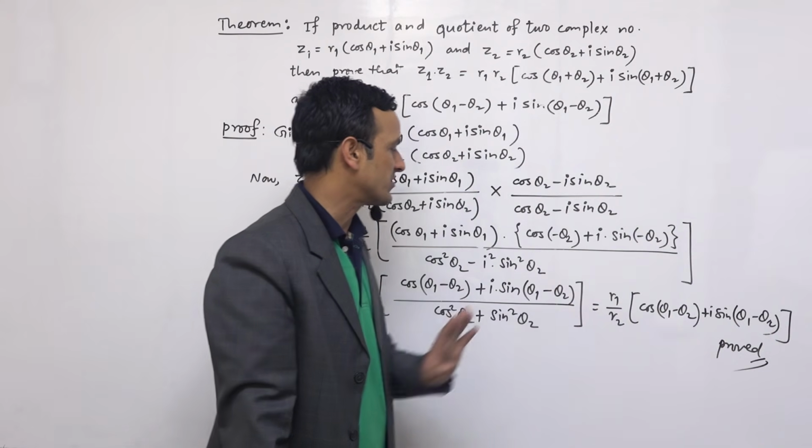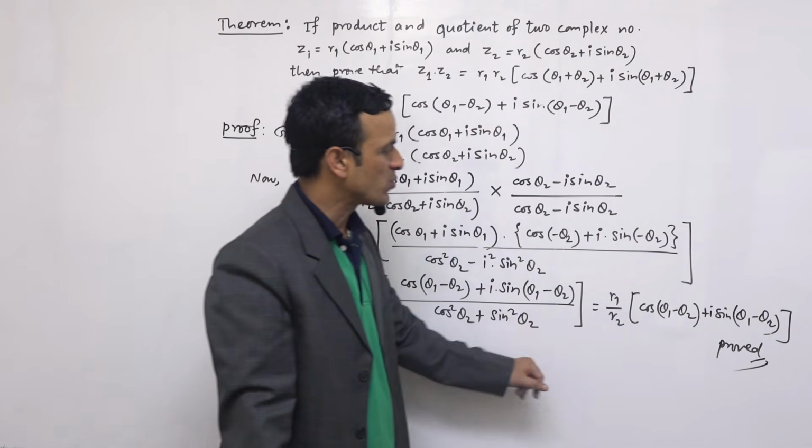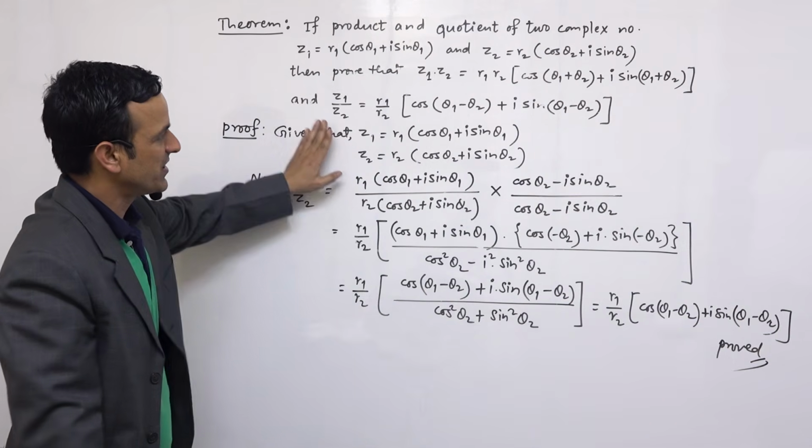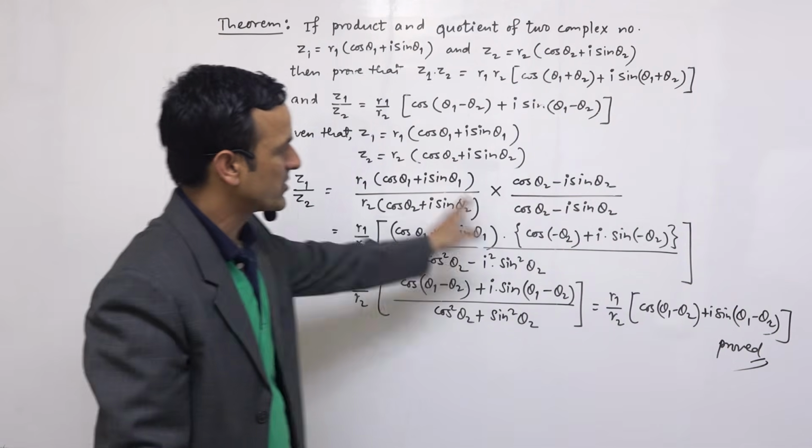So i into sin(θ1 minus θ2). So in this way this becomes 1, and in this way we can solve this one, and this is the theorem. So in this way we can conclude the theorem.